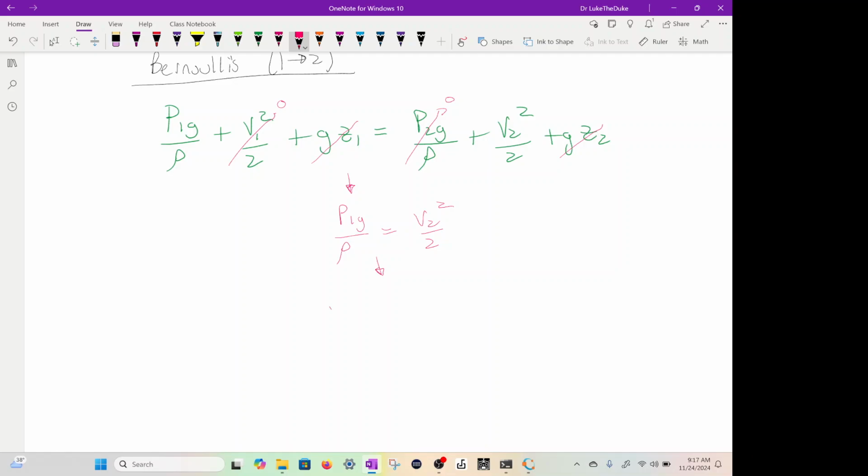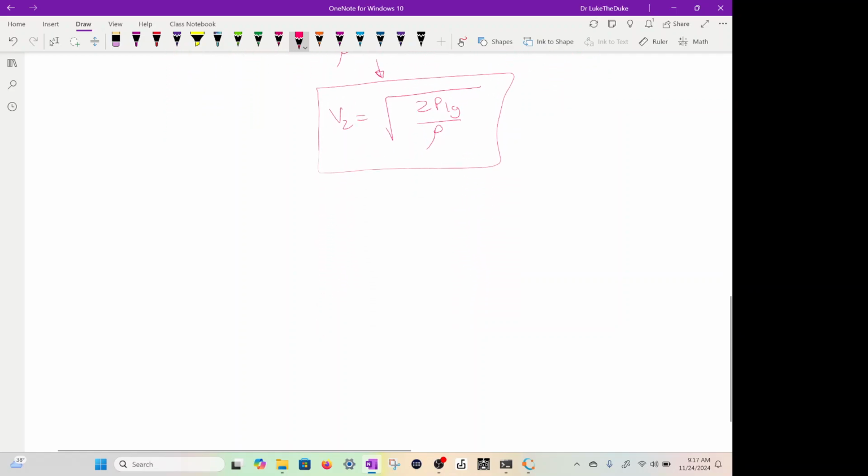And we can solve for this velocity V2, assuming we know the gauge pressure. And we can. Cool. All right, let's keep going. So now we have an equation for V2. Now let's use projectile motion from 2 to 3 to figure out how far this thing is going to go. Let's use projectile motion.